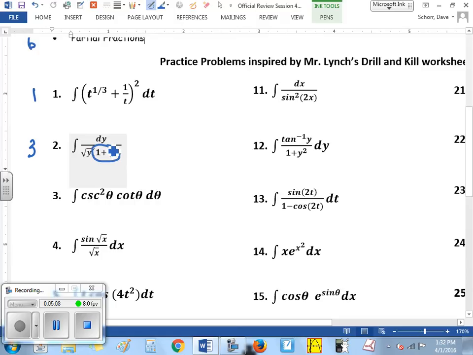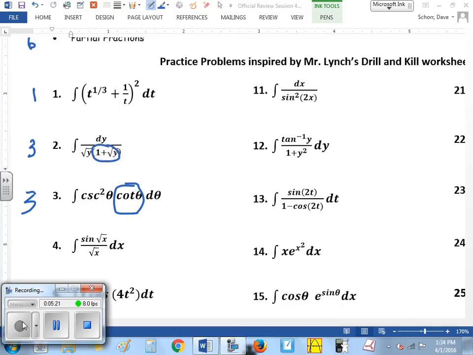And it should work out really well. Okay, what about number 3? This one's a substitution. What's the derivative of cot? So it's u sub because we have a cot and a cosec squared, and cosec squared is definitely related to the derivative of cot. The derivative of cot is just negative cosec squared. So that's a u sub problem, and so is the next one.